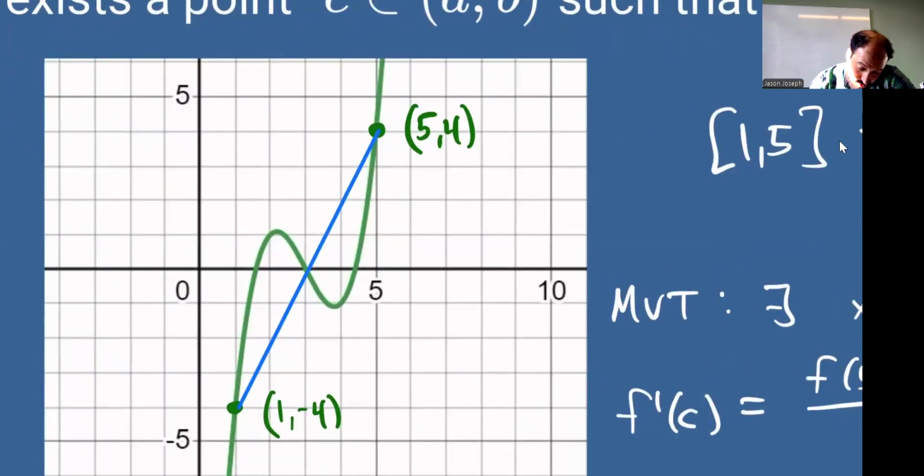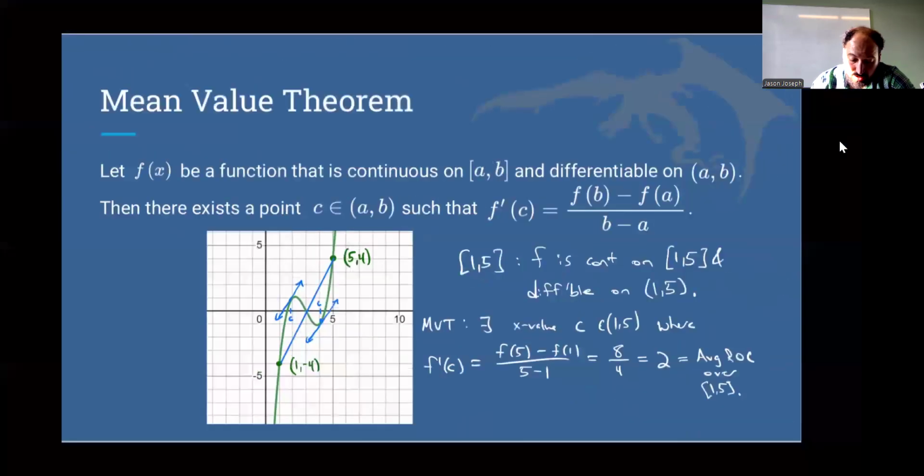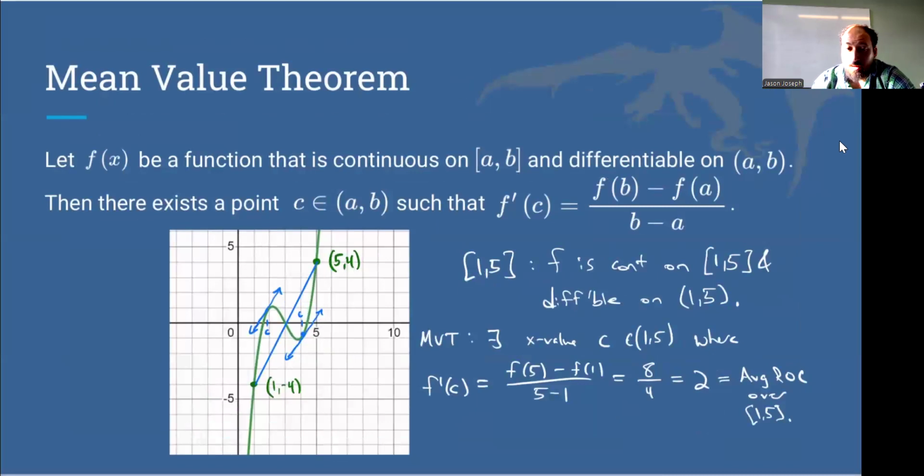So maybe right here is one, and looks like there's another one right around there. So in this case, there are 2 possible values of c. So this is an existence theorem. It just says there's at least one. There could be many, but it tells us there must be at least one point with this property in that interval. Okay, let's see an example.